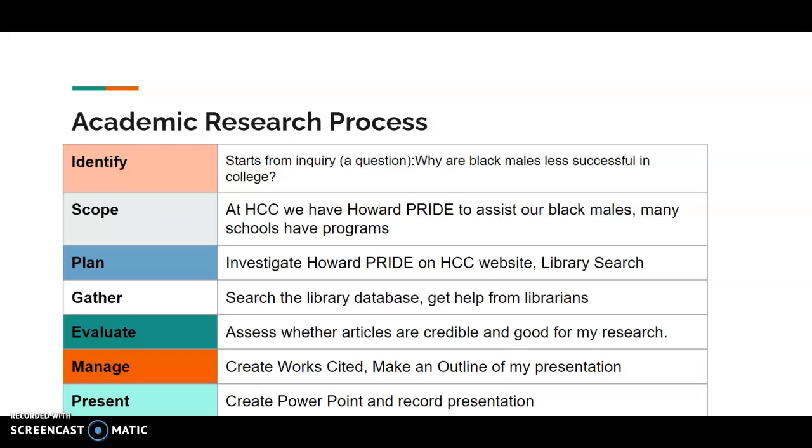What do I know about this issue already? I know that at HCC we have Howard Pride to assist our Black male students. Many schools have similar programs to this. So I know that it's a nationwide issue and I want to learn more.